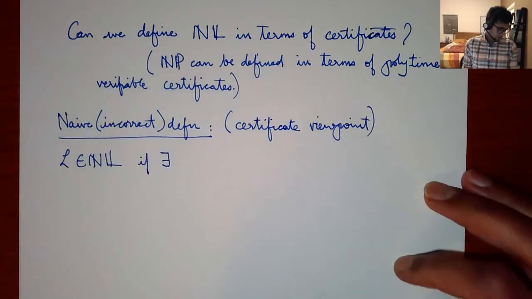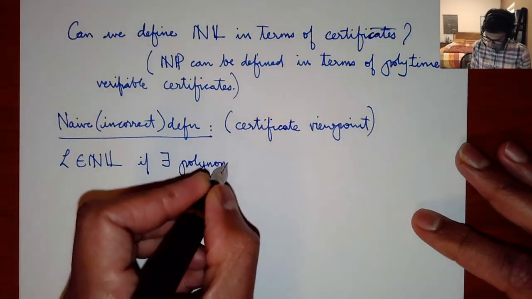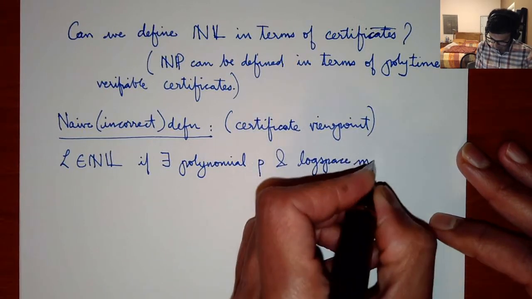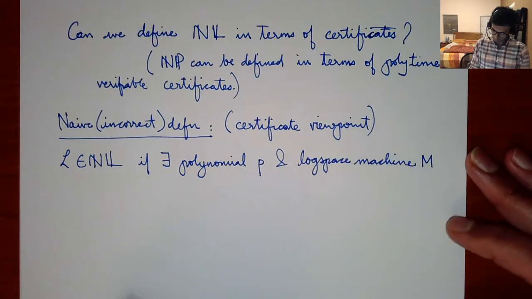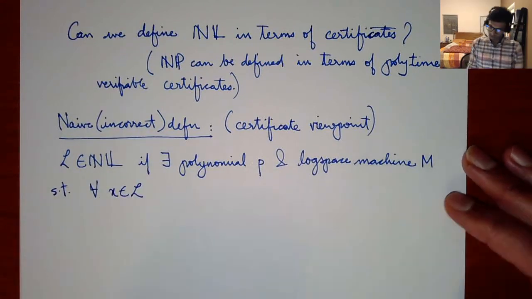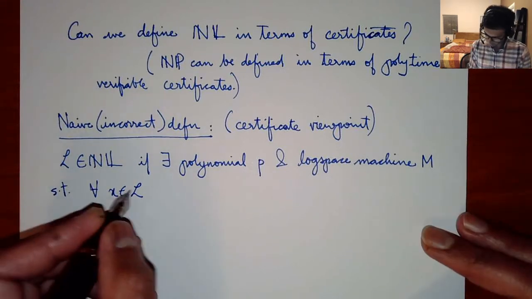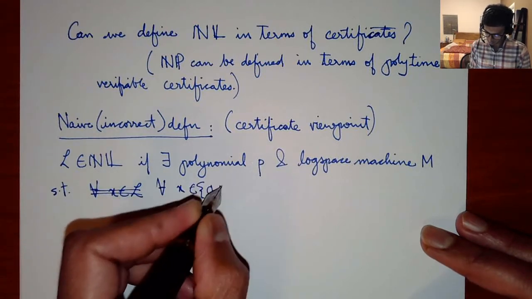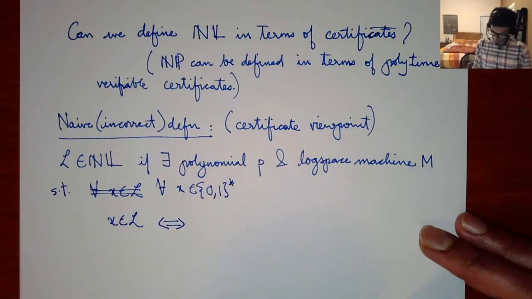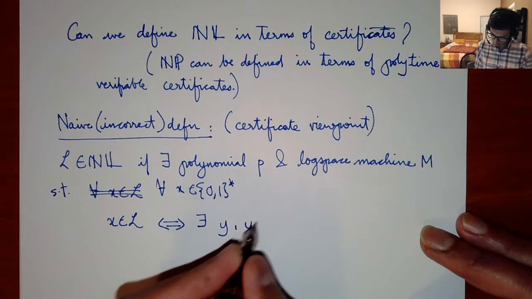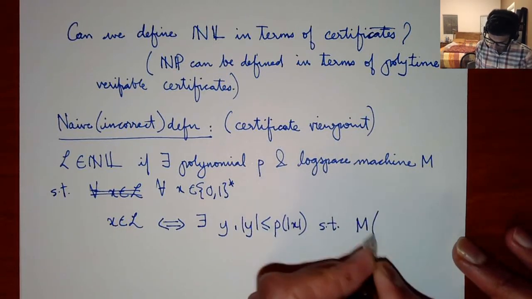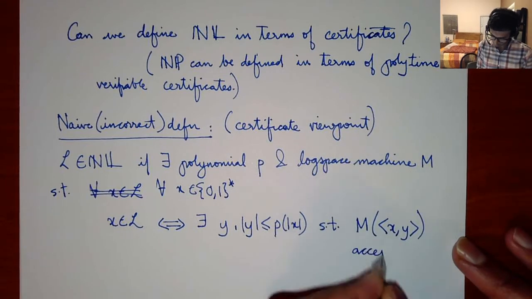I'll say that L is in NL if there exists a polynomial p and a log space machine M such that for all x in {0,1}*, x is in the language if and only if there exists a y, where the size of y is at most polynomial in x, such that when the machine takes both x and y, it accepts.